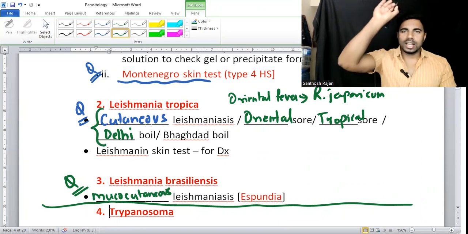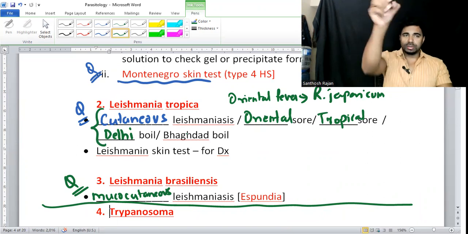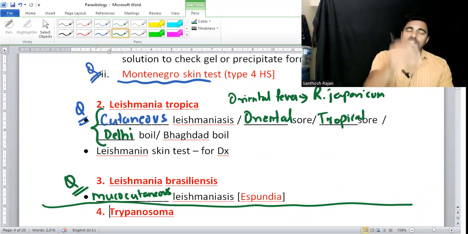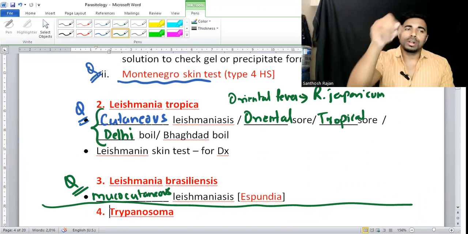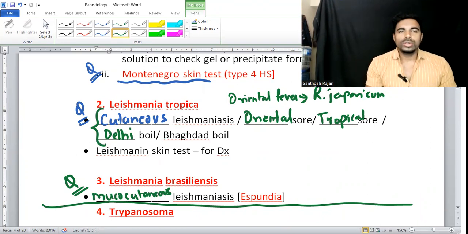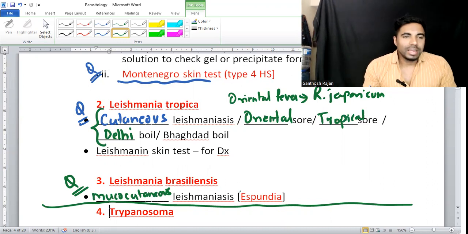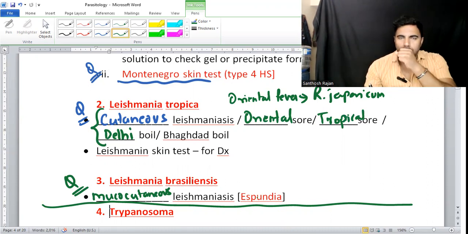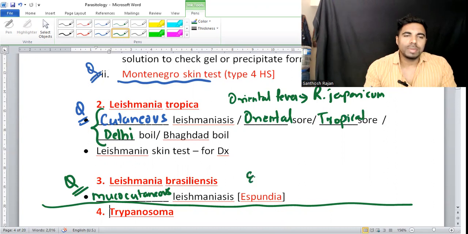Leishmania donovani causes kala-azar or visceral leishmaniasis. That's also a question. But here, Leishmania tropica causes oriental sore, tropical sore, Delhi boil or Baghdad boil. You do the Leishmanin skin test for diagnosis. Leishmania brasiliensis causes mucocutaneous leishmaniasis. The other name for this is Espundia. Espanol, you can say it's more Mexican or Brazilian. So Espundia, remember that.